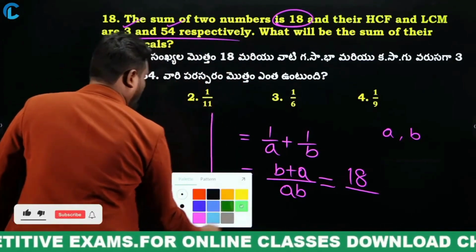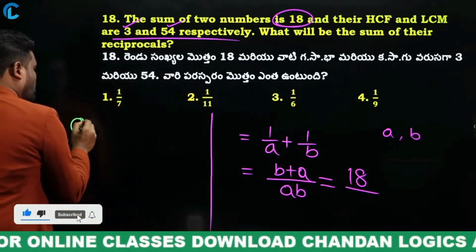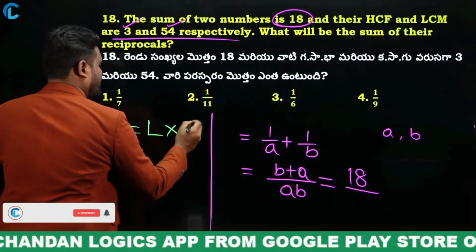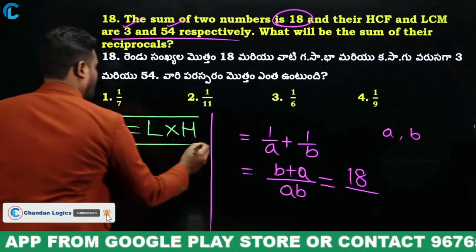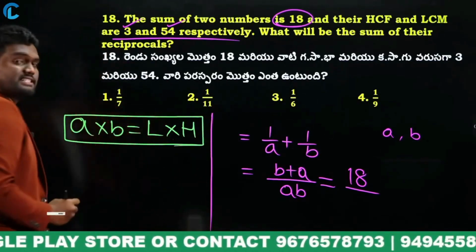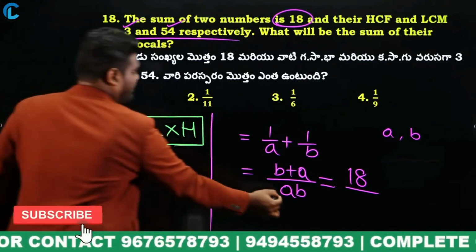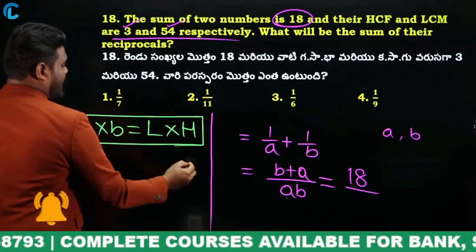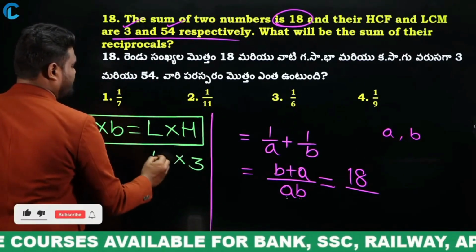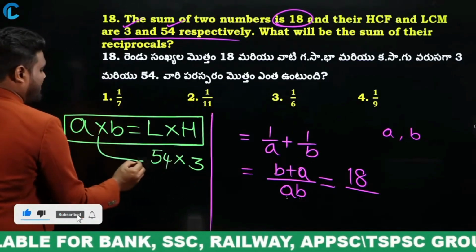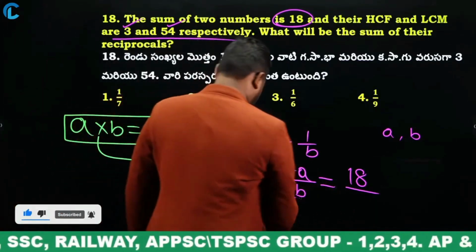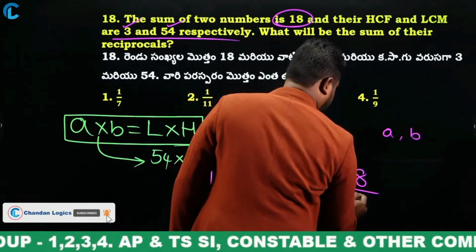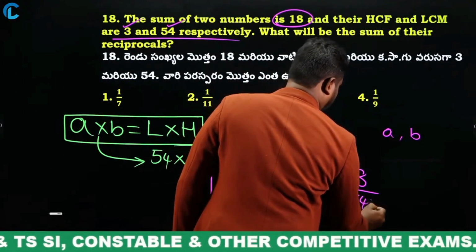Now observe carefully. We already know the product of two numbers is equal to the product of LCM and HCF. Now the product of two numbers I need to know. But I know what the L value is, what the H value is. H value is 3. L value is 54. Now AB is nothing but 54 into 3.